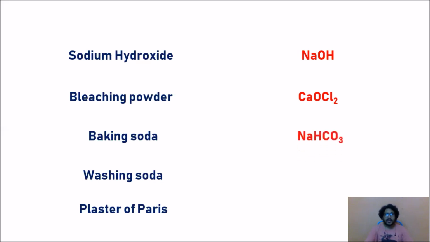CaOCl2. Baking soda. It is NaHCO3, nothing but sodium hydrogen carbonate or sodium bicarbonate. Washing soda, Na2CO3 dot 10H2O. So you see, we got a new term, new formula there, Na2CO3 dot 10H2O. What does the 10H2O represent? Regarding 10H2O we are going to learn in our next video. Plaster of Paris, CaSO4 dot 1/2 H2O.